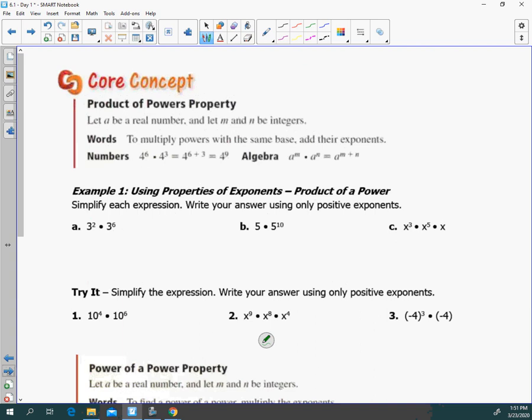So, example, the product of a power. Product means multiply. So when I'm multiplying powers, I just add the exponents. I'm going to zoom through these. 3 to the 8th, 5 to the 11th, and x to the 9th. All right, let's go back.